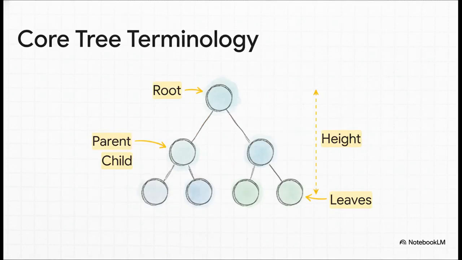So, to talk about trees, we just need a little bit of lingo. The root, that's our starting point, the very top of the whole thing. From there, you've got parent-child relationships, just like a real family tree. Any node at the very end of a branch, one with no kids of its own, we call that a leaf. And the height? That's just a simple way of saying how many levels deep the tree goes. Got it? Good. Now we can see how they actually work.